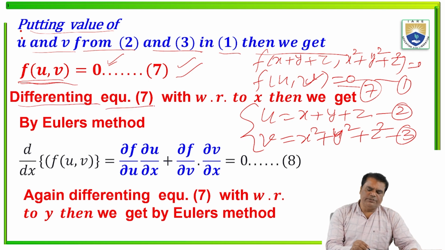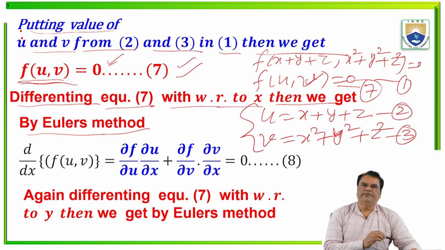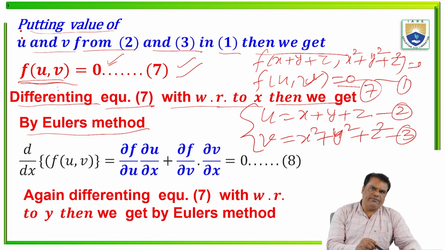Now differentiating equation 7 with respect to x, we apply the Euler method. We have discussed that if f is a function of x and y, then the total differential of f, df, by Euler's formula is dou f over dou x into dx plus dou f over dou y into dy. Similarly, we can write the formula for f(u, v), where in place of x is u and y is v.